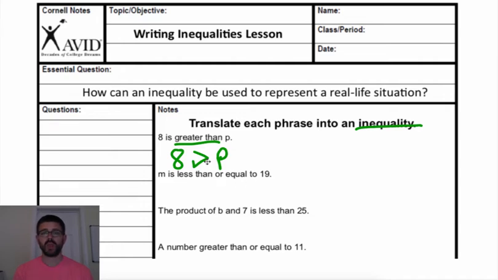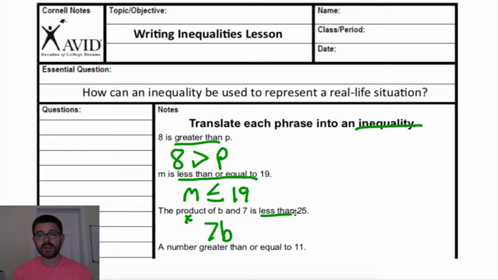That's it. Next one, M is less than or equal to. Well, if you look back at your notes, less than or equal to looks like this. M is less than or equal to 19. So in this case, you're not answering anything. We're just writing in inequality form. Here, the product of B and 7. Well, product means to multiply. So we're going to multiply 7 times B is less than 25. But we kind of keep the pieces in the order they are in the problem, and we're just plugging in that inequality between the two sides.